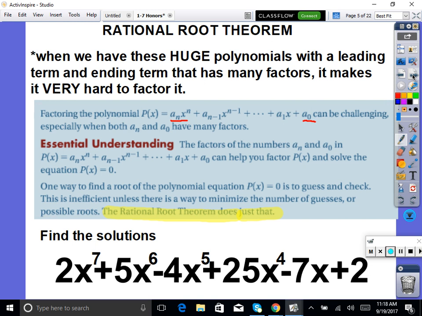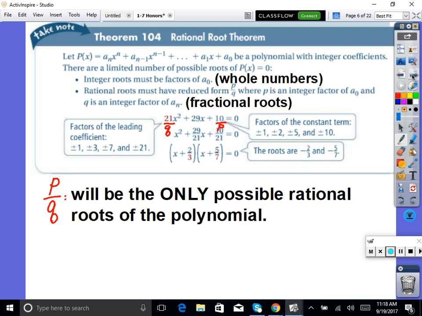But this is going to be very insufficient unless there's a way to minimize the number of guesses and checks. And that's where the rational root theorem comes in. So here is the rational root theorem. It sounds complicated. I'm going to explain it more simply. But this is the rational root theorem.